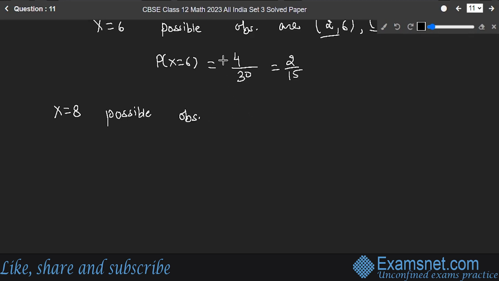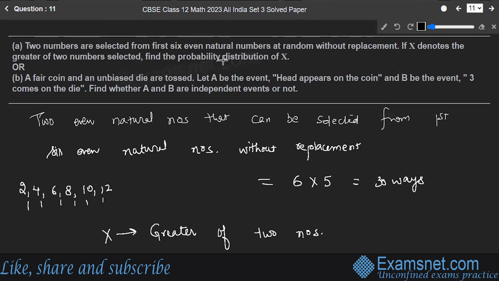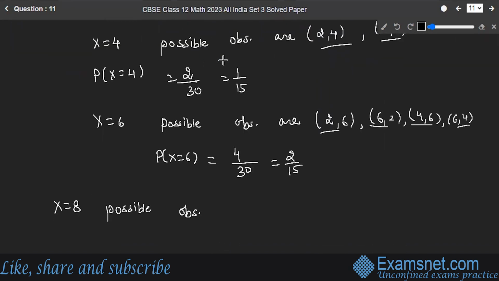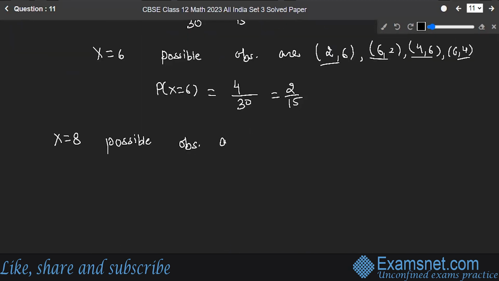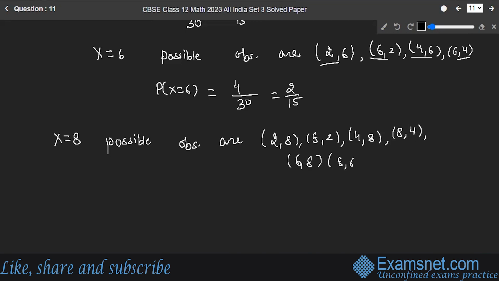Correct. For x equal to 8, possible observations are 2, 8, 8, 2, 4, 8, 8, 4, 6, 8, 8, 6. So that is 6 observations. The probability x is equal to 8 is 6 upon 30, or that's equal to 1 by 5.